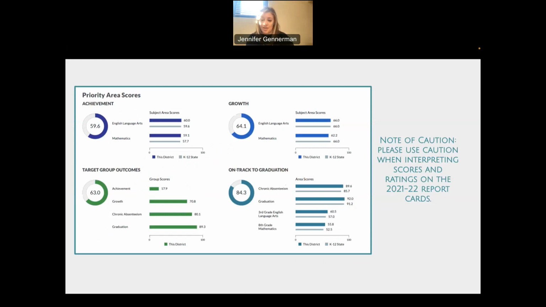Now that we've covered achievement and growth, let's return to all the priority area scores and look at the last two: target group outcomes and on track to graduation. The target group outcomes is determined by prior performance rather than demographic association. This group is roughly the bottom quartile of performers using the prior year's state assessment results. The district score was 63 in the target group outcomes, and they look at achievement, growth, chronic absenteeism, and graduation.